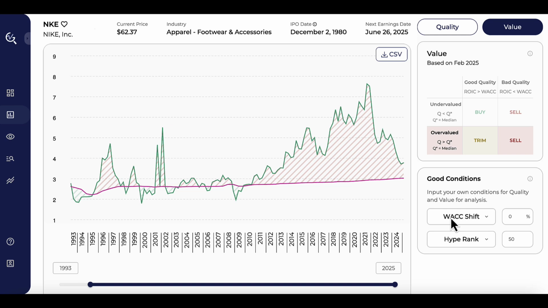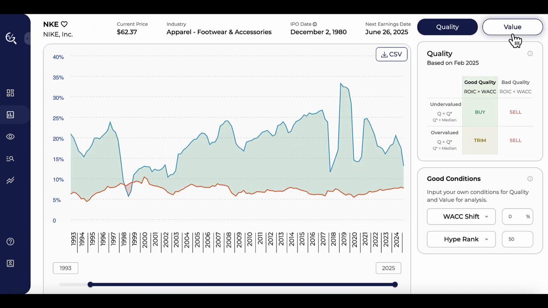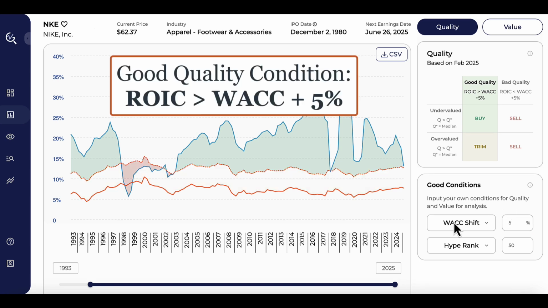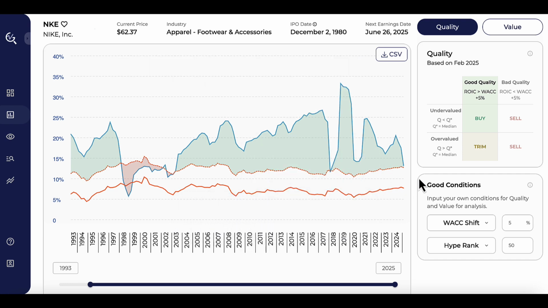Let's say we want to look at the quality ROIC, and we don't want just this condition, ROIC above the cost of capital. Maybe we want to be a little more aggressive in terms of what's a good company. For example, we can shift the cost of capital, let's say by 5%. What we'll see across the data over time is that there is this dotted line now, which is shifting the WACC up. So this is a little more aggressive condition on quality that the company has to meet.